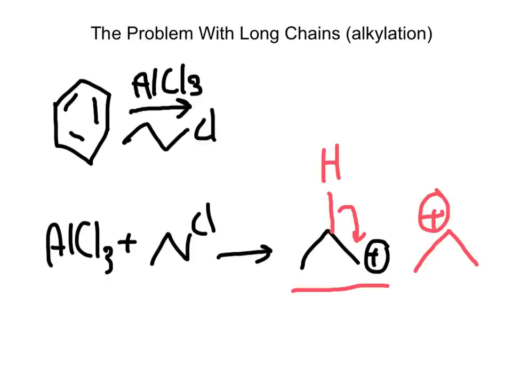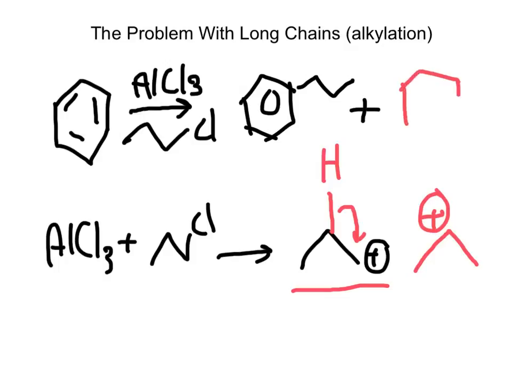So in the end, we'll get our normal product that we would expect, but we'll also get the rearranged product with the propyl group. And since organic chemists want to control everything, this is not the best reaction for adding long chains onto benzene rings.